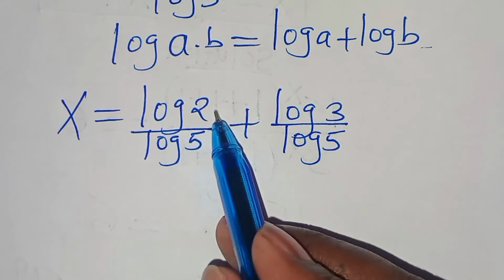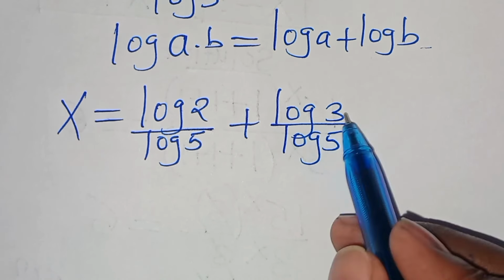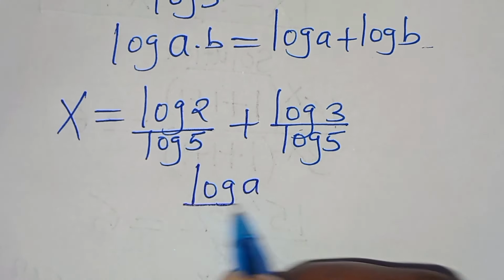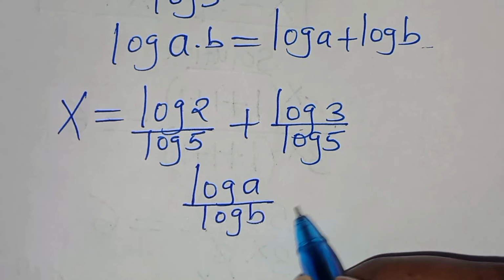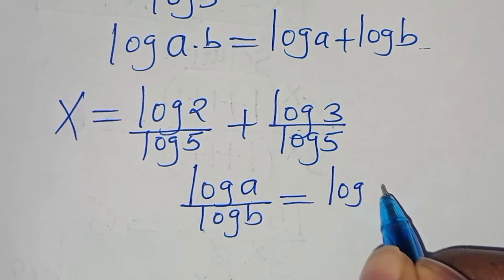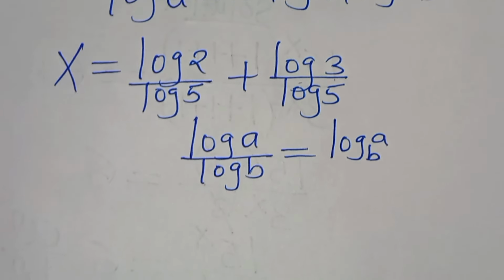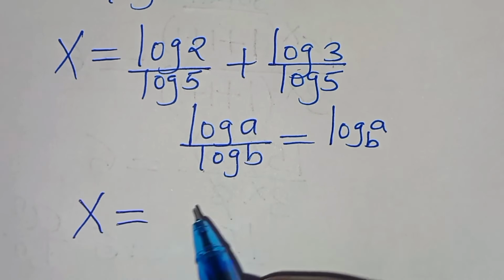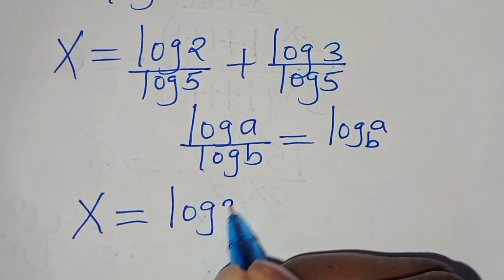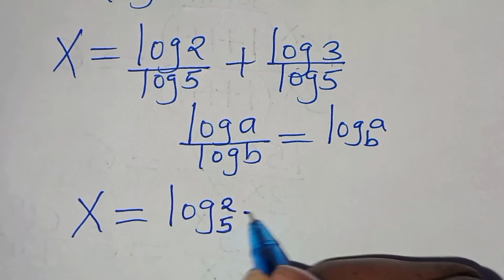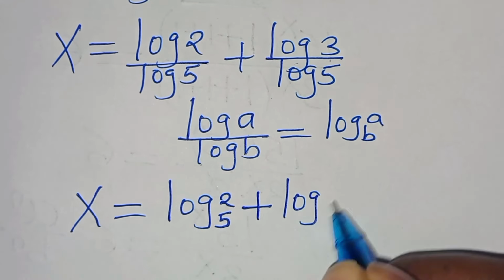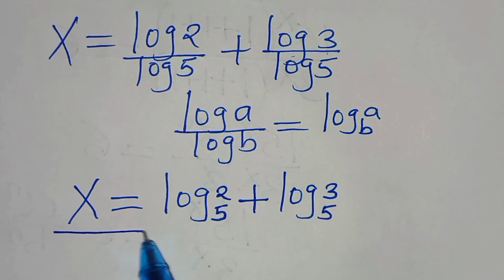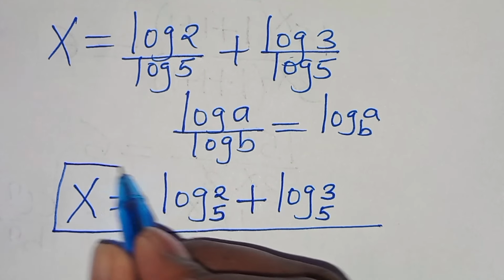So we find that log 2 over log 5 and log 3 over log 5 are in the form of log a over log b, and this can be expressed as log a to base b. Applying this logarithm property, x is equal to log 2 to base 5 plus log 3 to base 5. So this is the value of x.